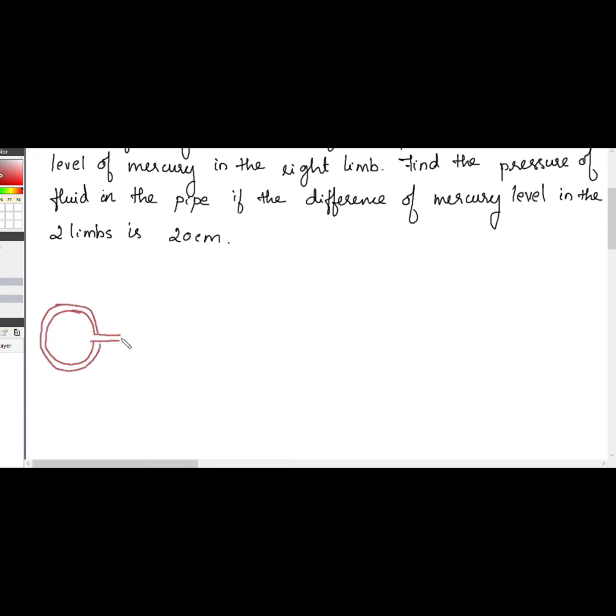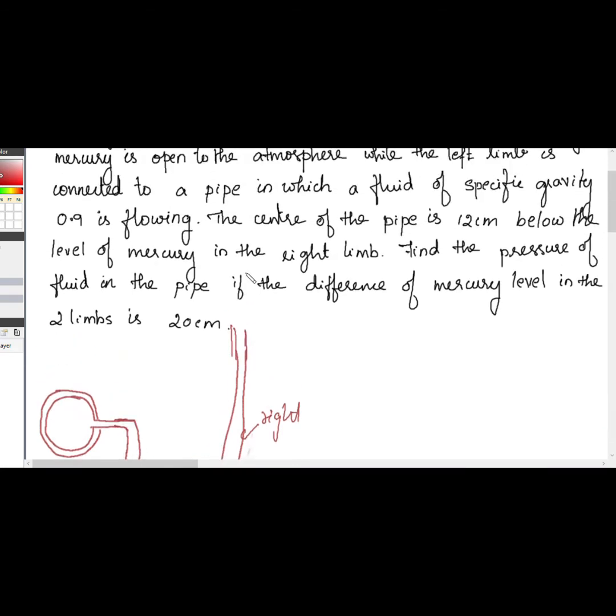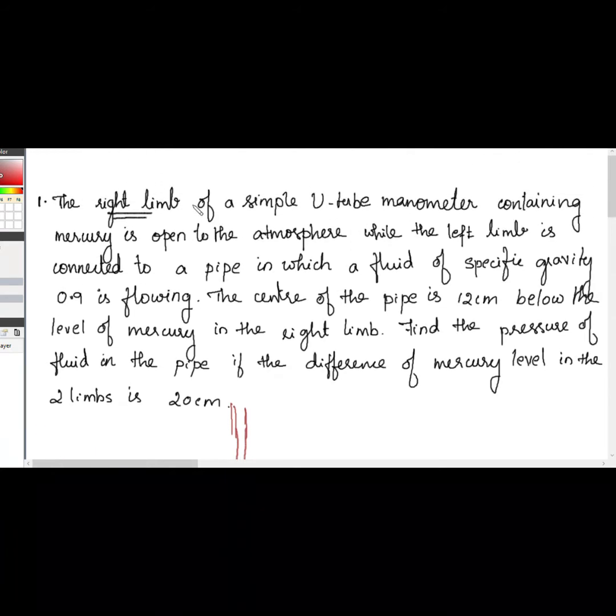So, drawing the manometer. We have a U-tube manometer with a left limb and a right limb. This is our left limb and this is our right limb. It is given that the right limb is open to the atmosphere, and this consists of mercury.